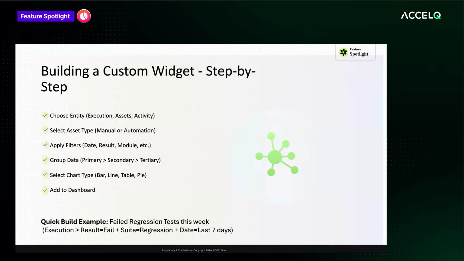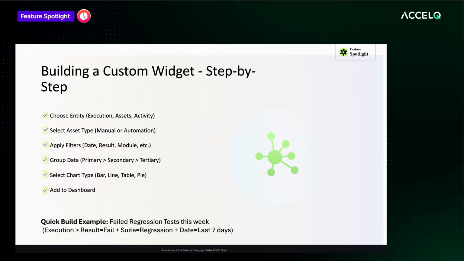So for us, you can have fundamentally three types of widgets. At the execution level, which is the test execution. Assets are like scenarios, context, actions, test cases, test suites. And activity being the special one, which is the user activity. Of course, you have automation or manual to choose from. Do you want to focus only on automation assets, or do you want to focus on your manual assets? We have filters, which are like date, result type, test suite type, recurring jobs, even custom fields like module, priority, etc.